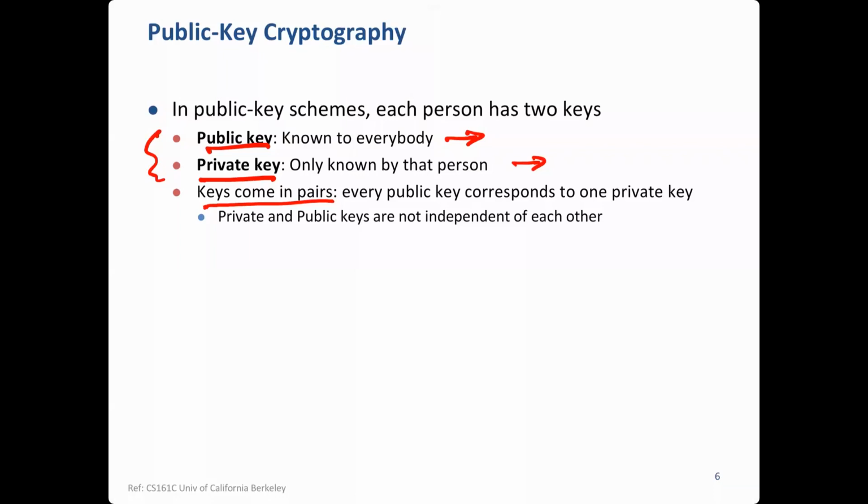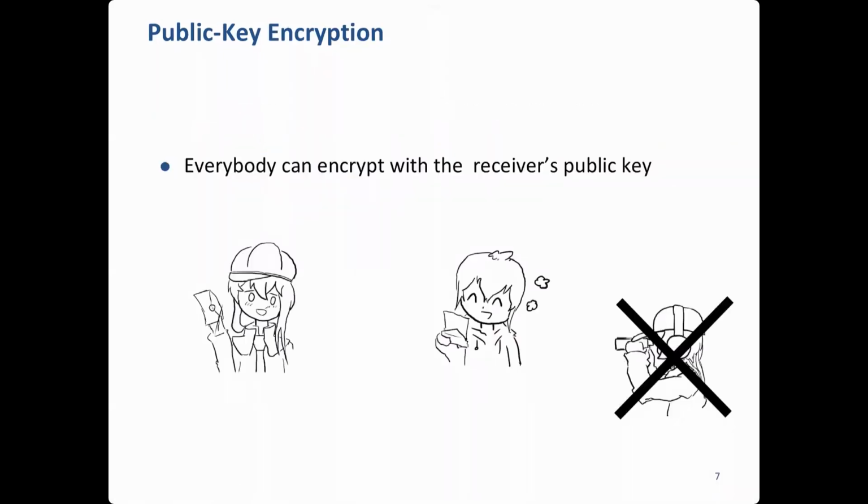All right. So we have already seen this one. In public key encryption in general, we can say everyone can encrypt using the receiver's public key. Here we don't mention the private key of Alice. When Alice is sending something to Bob, let's assume this is Bob, though it doesn't look like Bob.